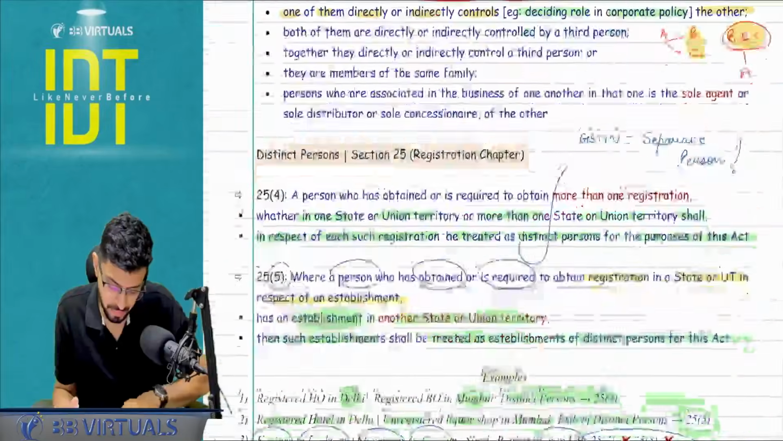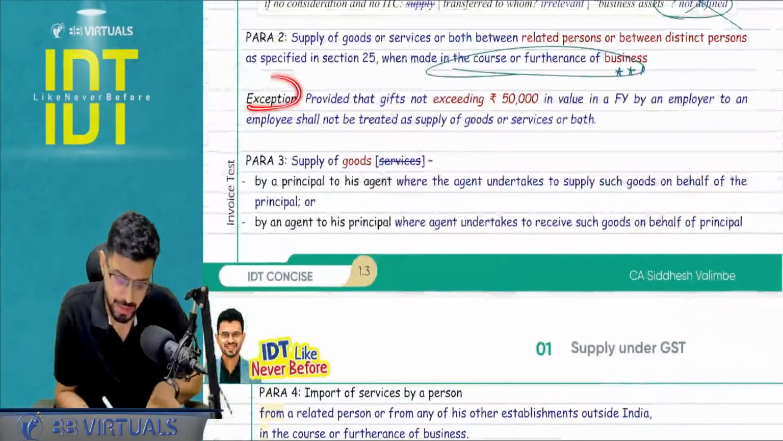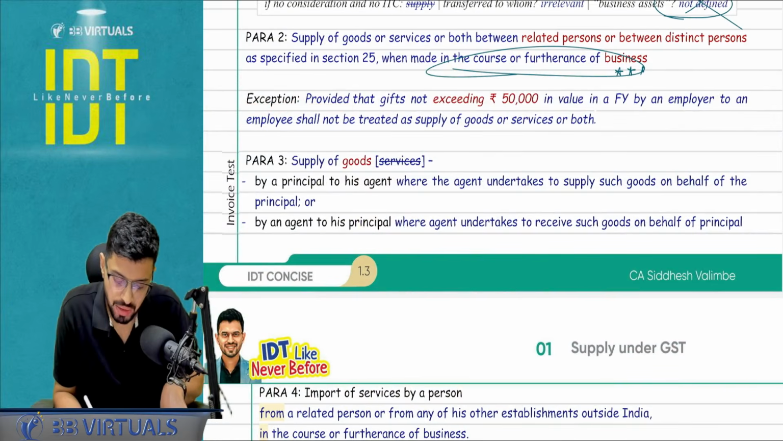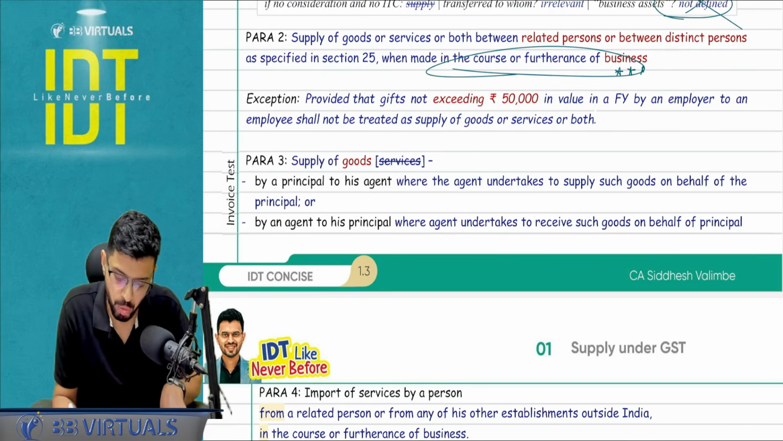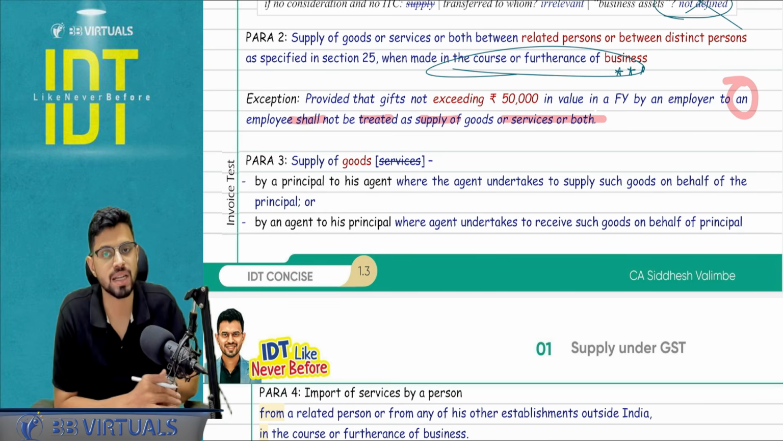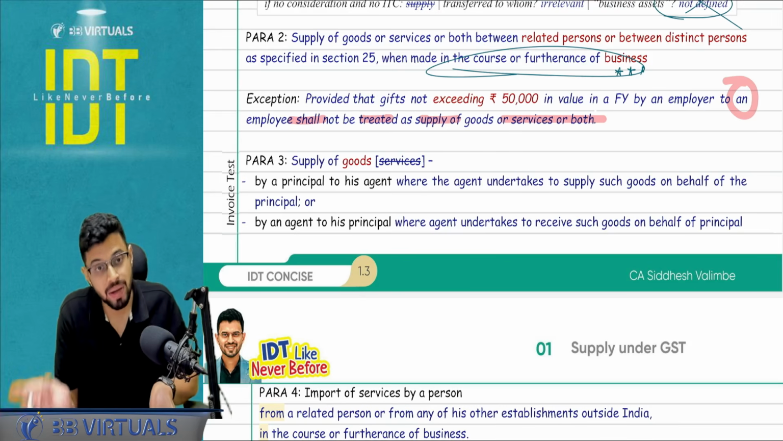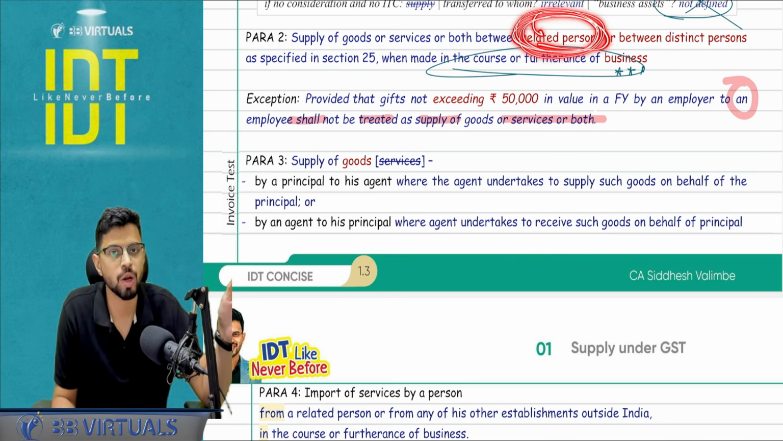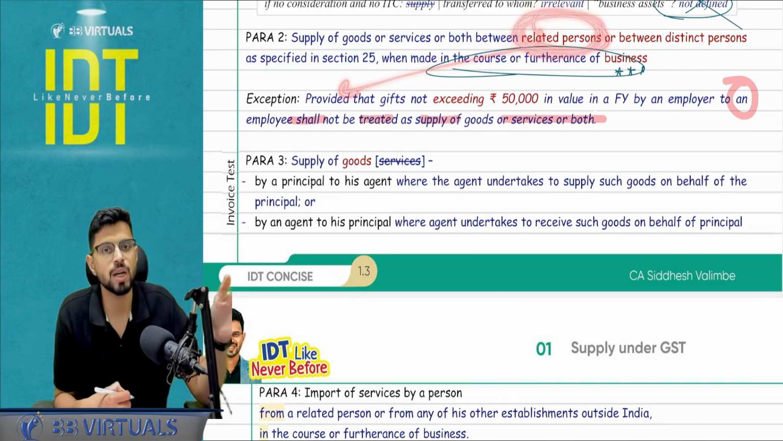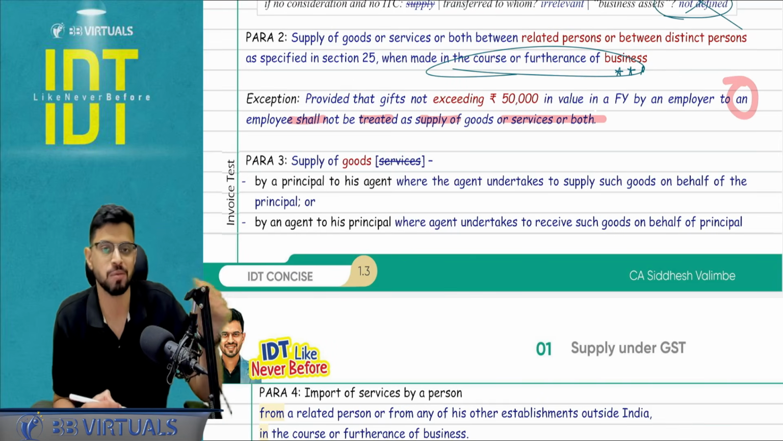Pay attention here. Exception. Proviso. Gifts not exceeding 50,000 in value in one financial year by an employer to an employee shall not be treated as a supply of goods or services or both. Why would they have been treated as a supply? Because without consideration, the employee would have been caught in this particular point. Hence, it was necessary to give a separate proviso to create an exception.